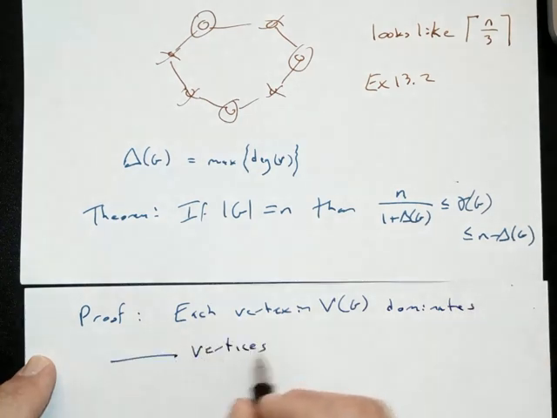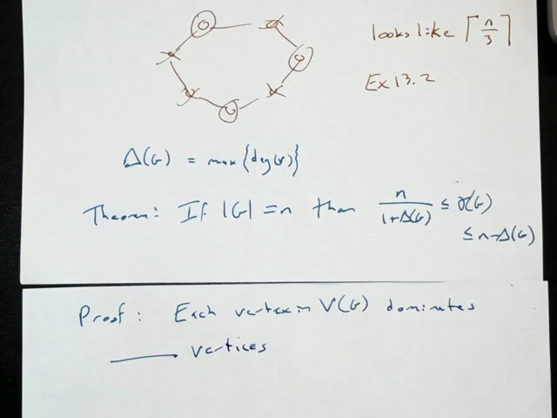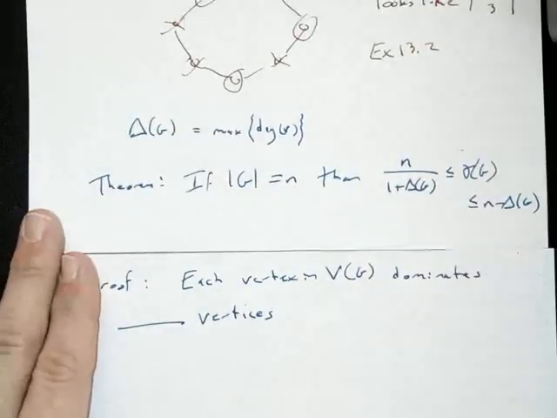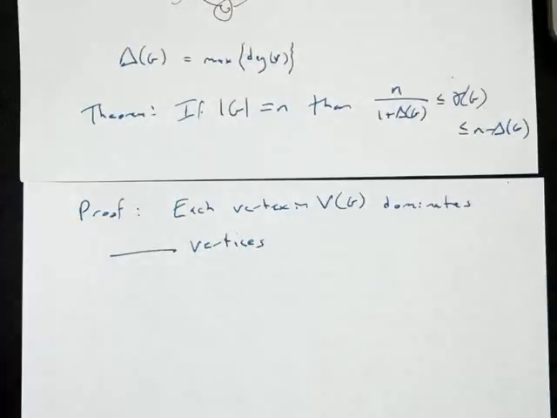Fill in the blank. Each vertex v in V of G dominates how many vertices? It's not the same for every vertex, but we do have a number for this. Reese? Degree of v plus 1.